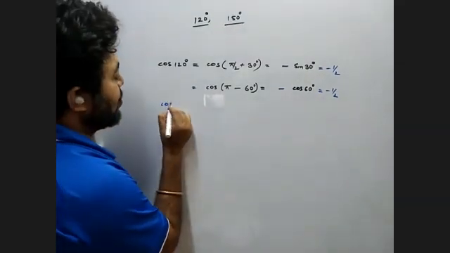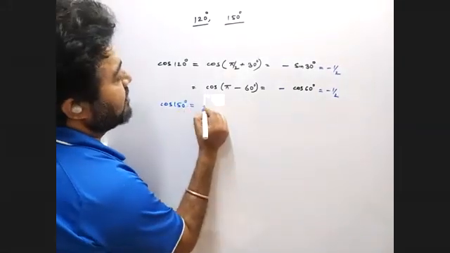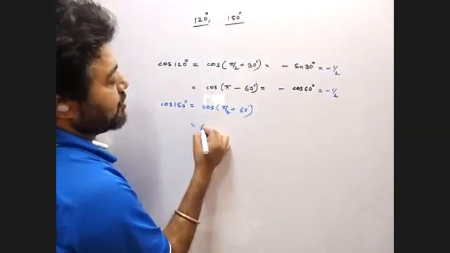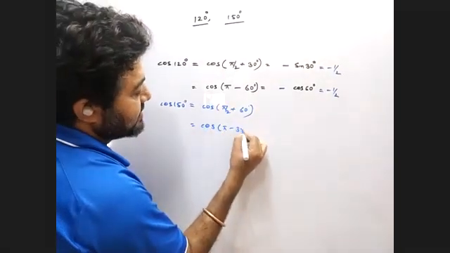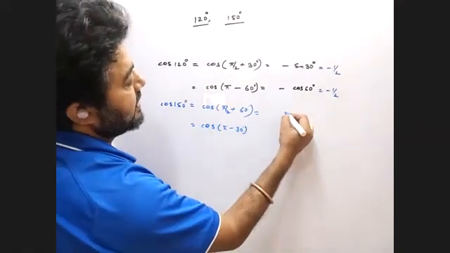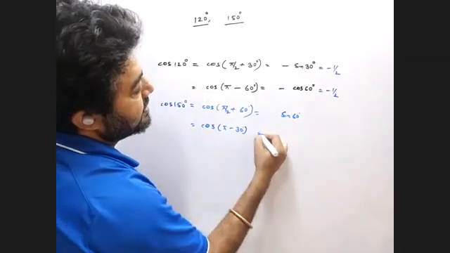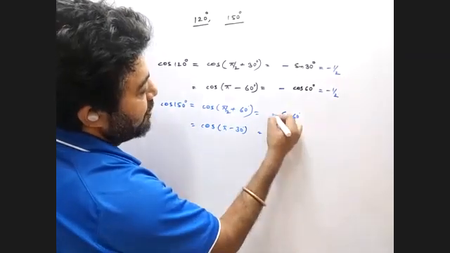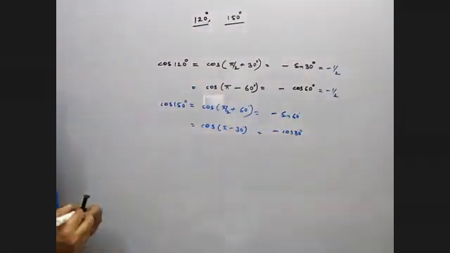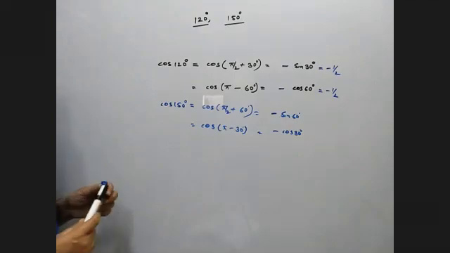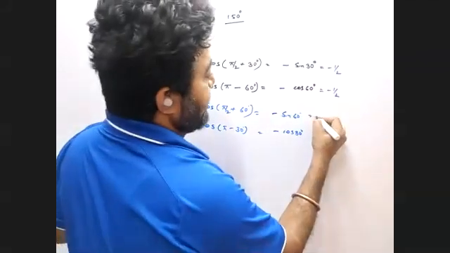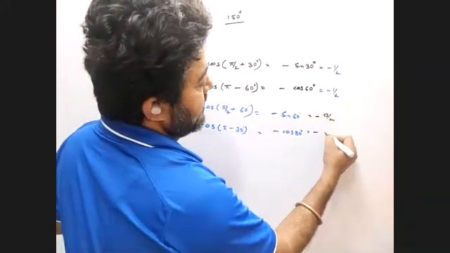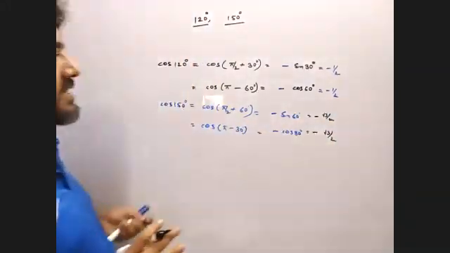Similarly, we can use cos 150 degree sometimes, cos of pi by 2 plus 60 degree, and cos of pi minus 30 degree. So we can write minus sin 60 degree, and this is cos 30 degree, obviously again in the second quadrant. So negative. Can anyone tell me sin 60 or cos 30 is how much? So sin 60 is root 3 by 2. So you understand, you got it?